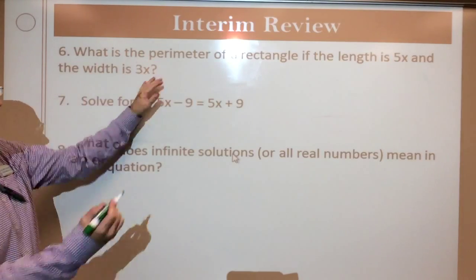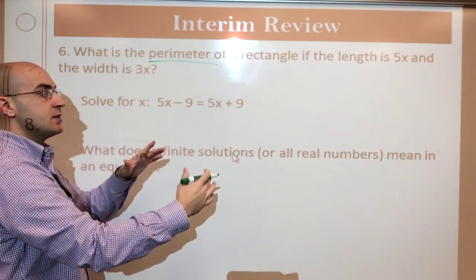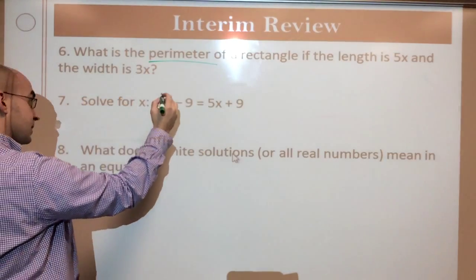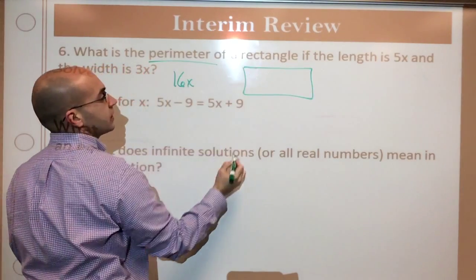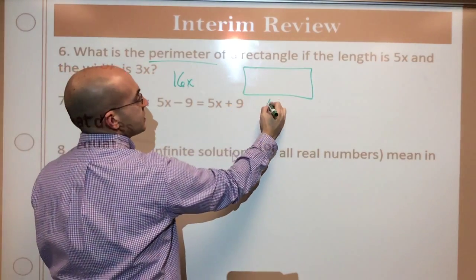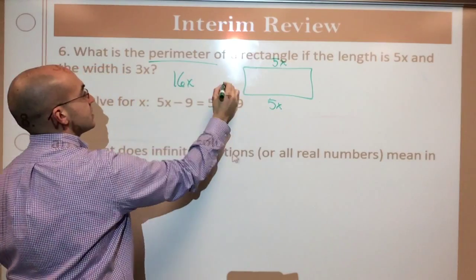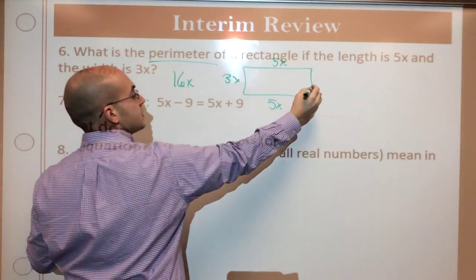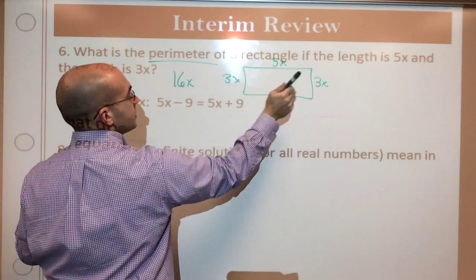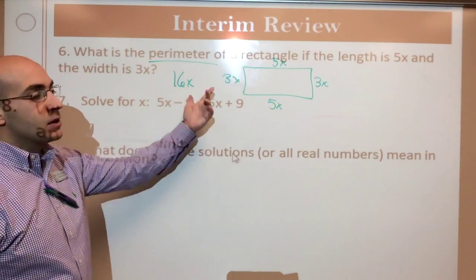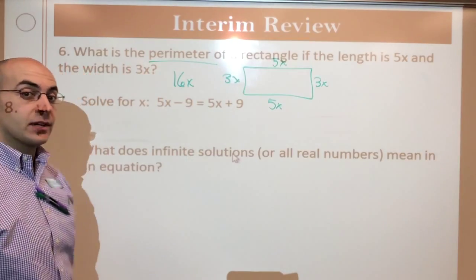Number 6, what's the perimeter? Perimeter is when I add up all the sides, right? So the perimeter of this rectangle should be 16x. And again, if you're struggling, geometry is really cool because you can draw a figure. If the length is 5x, that length has to be 5x as well. And this width is 3x, which means that is 3x as well. So 5 and 5 is 10, plus 3 is 13, plus another 3 is 16x. No need to multiply because we're adding. Perimeter is adding everything up.